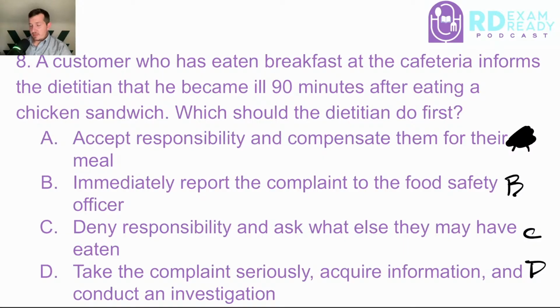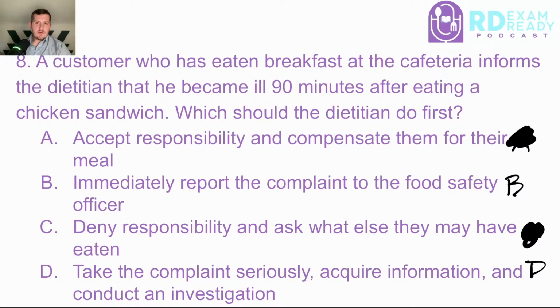C, deny responsibility and ask what else they may have eaten. Well, I don't know about you. This one leaves a bad taste in my mouth. Denying responsibility, kind of victim blaming a little bit, doesn't seem like a good way to go here. So I'm going to rule out answer C in this case. D, take the complaint seriously, acquire information, and conduct an investigation.